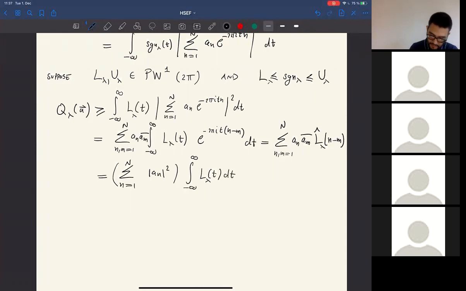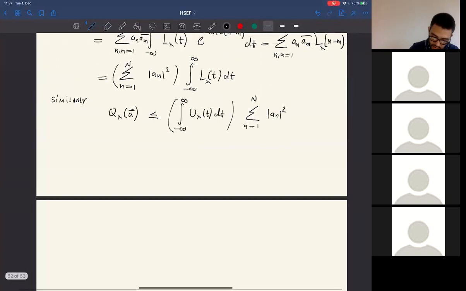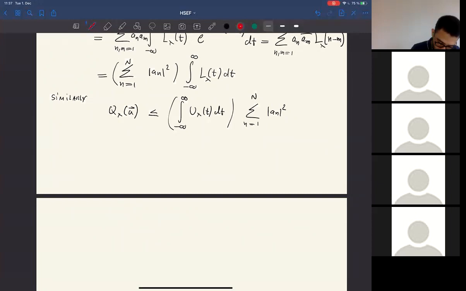And similarly, we get that Q lambda of A is less or equal to the integral of the upper function times the sum of the squares. So what we need to do now is clear. So we have to, say, maximize first the integral of L, and minimize the integral of U.